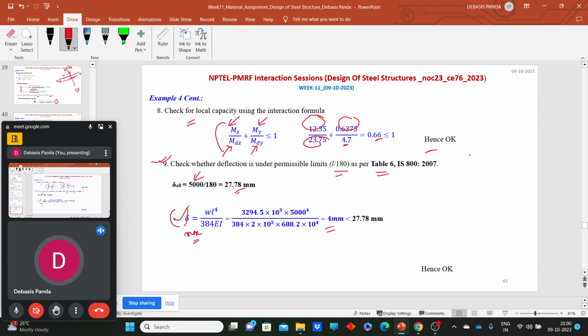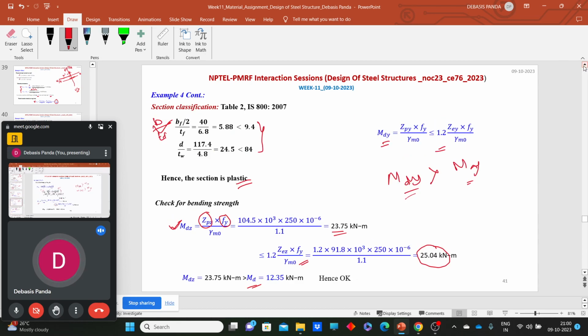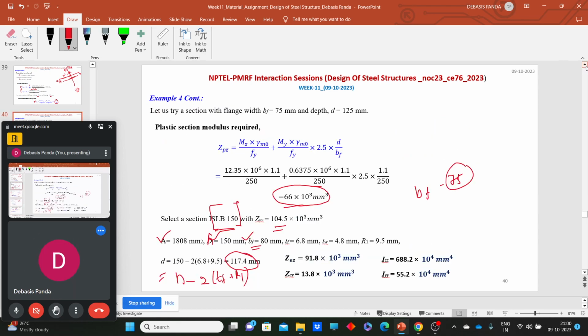That means our design with respect to the section we have selected here, ISLB 150, is fine. Yes, we can go with the ISLB 150 for the design of the purlin.